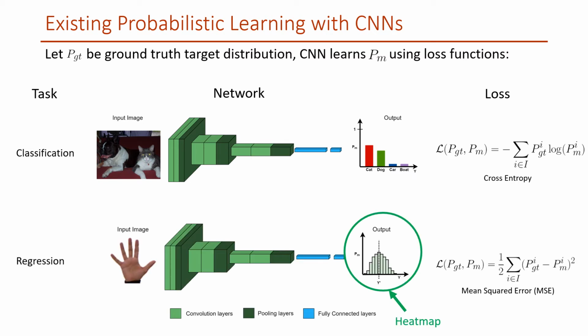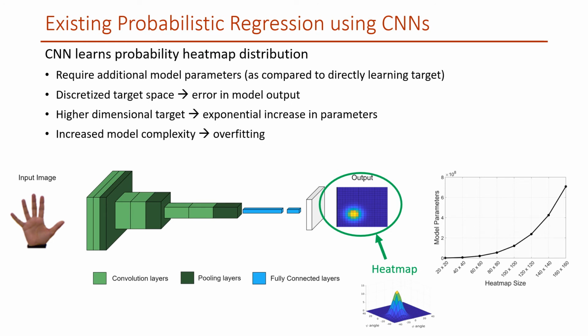For regression problems, the target space is often constrained using a heat map distribution, where the continuous target space is often converted into a discretized version of the space. This is usually learned using a mean squared error function. Using a CNN to learn a heat map distribution results in models that are more complex, having more parameters as compared to directly learning the target space. The heat map distributions themselves are discretized, so they may introduce errors in the output of the model.